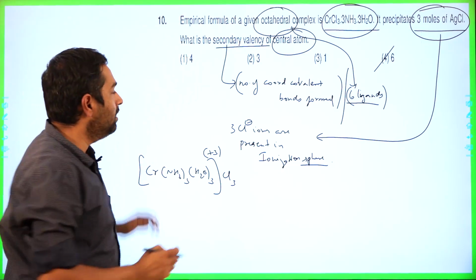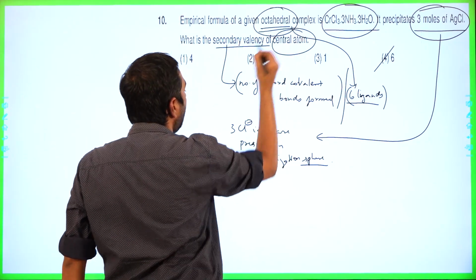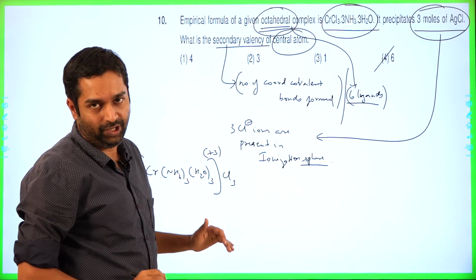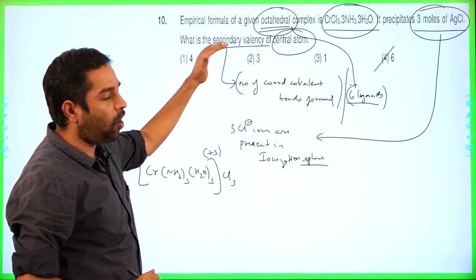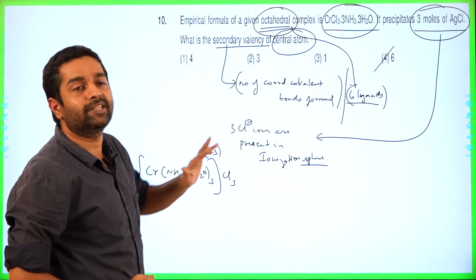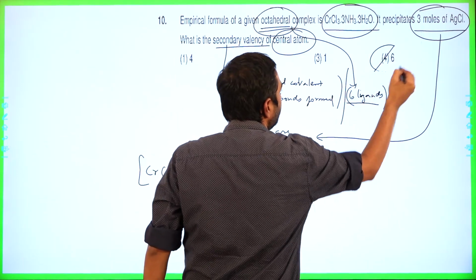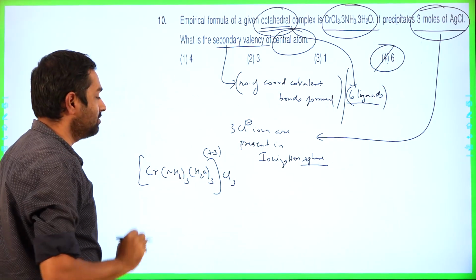In the question, they have quite cleanly given octahedral. We are not expected to question the question here. We are expected to answer according to the question presented in front of us. So in this case, I will be going with option 4, which gives me secondary valency as 6.